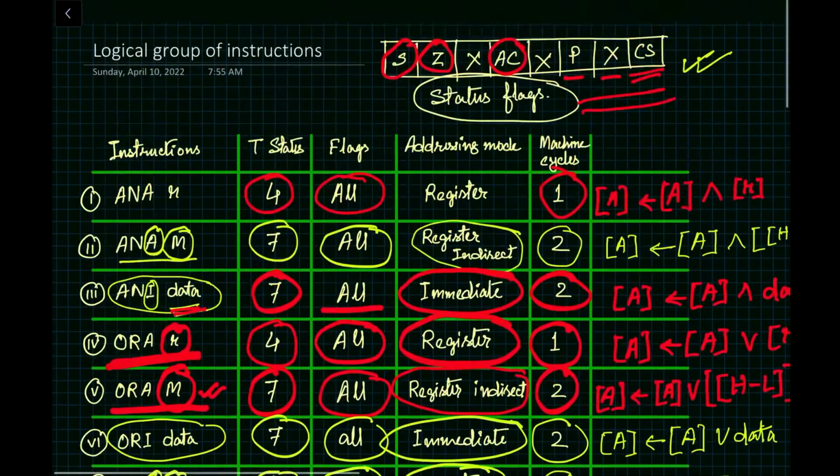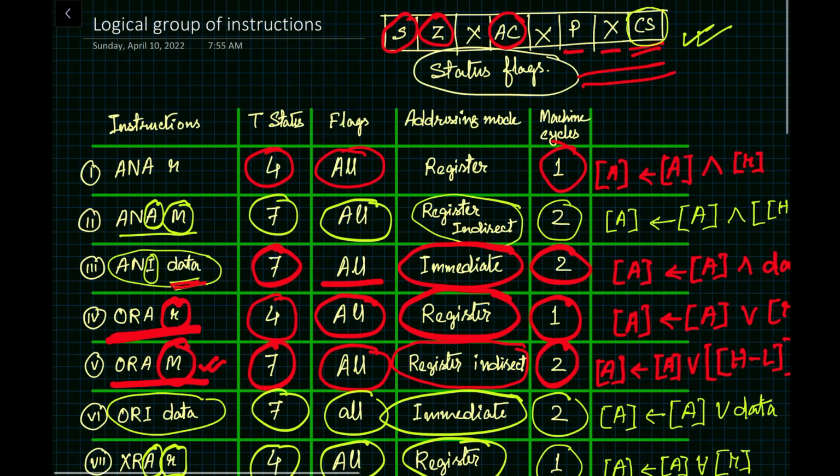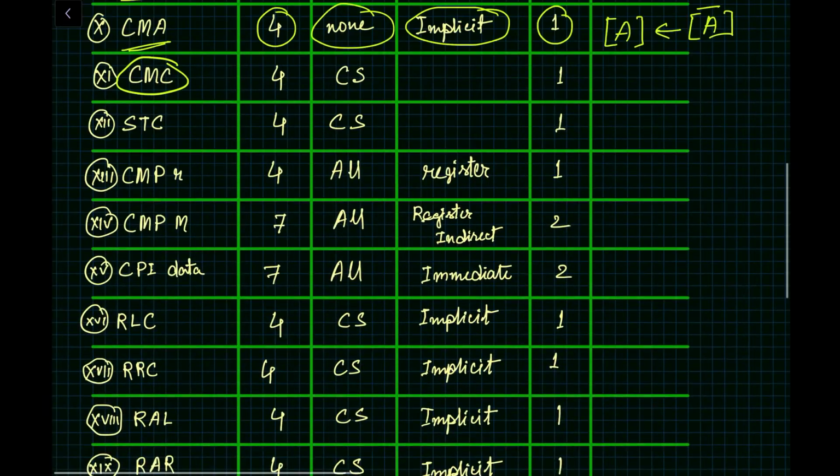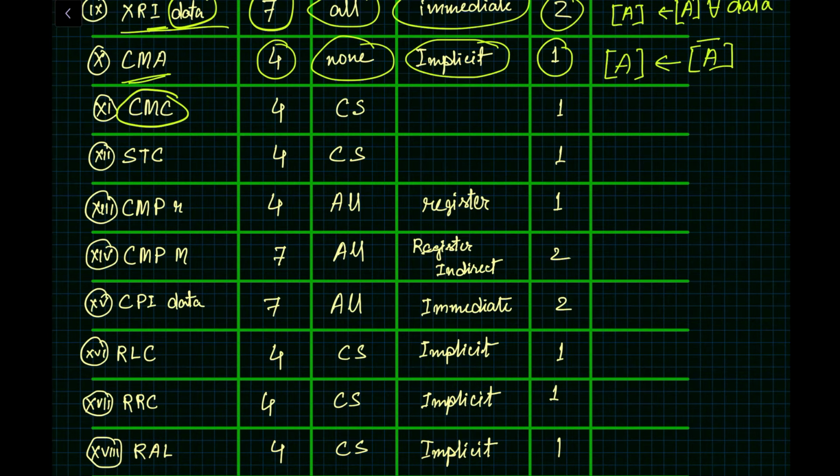Here we can see the least significant bit, that is the CS, is the carry status. So this CS bit will be complemented. If it is 1, it will be replaced with 0. If it is 0, it will be replaced with 1. Here we need only 1 machine cycle and 4 T states. Only the carry status flag will be disturbed. Whatever be the carry status content, that will be complemented and written back into the carry status itself.